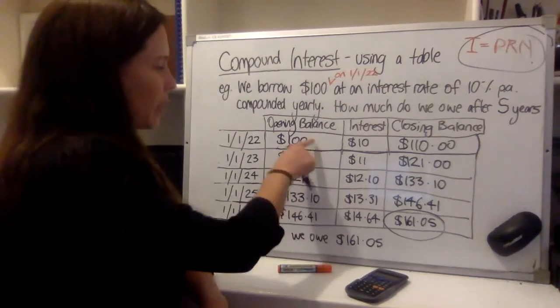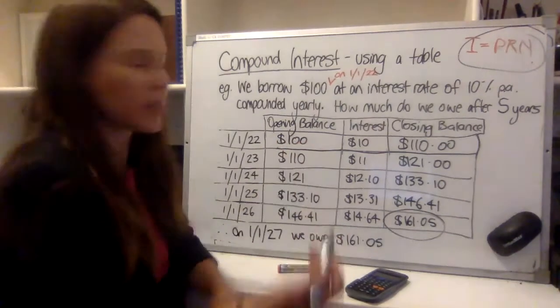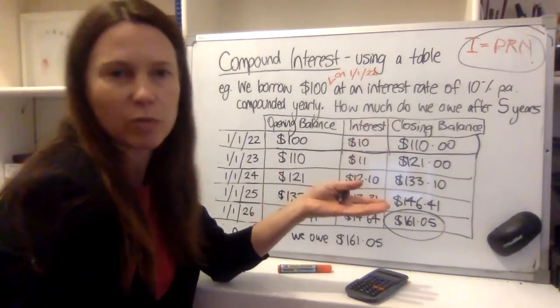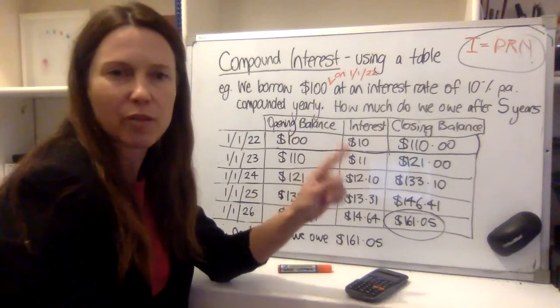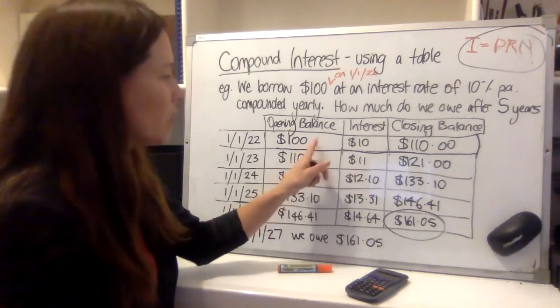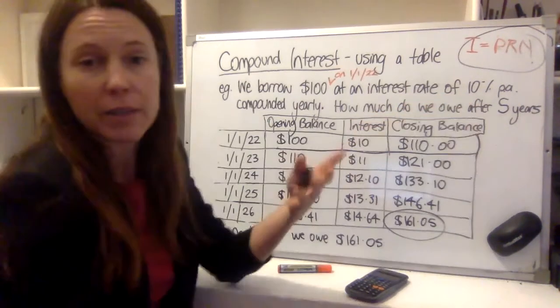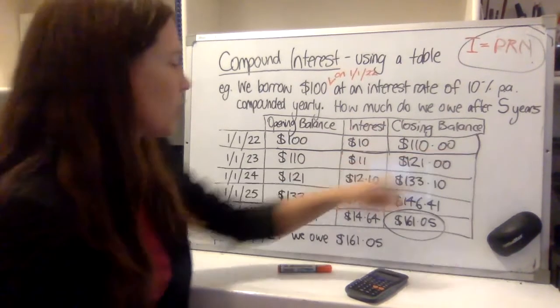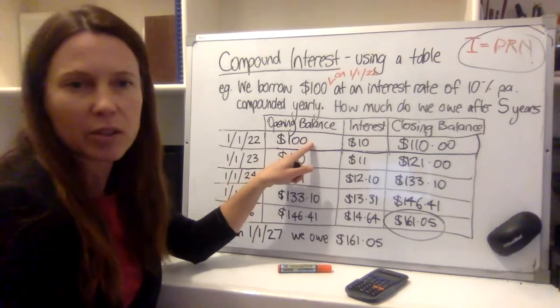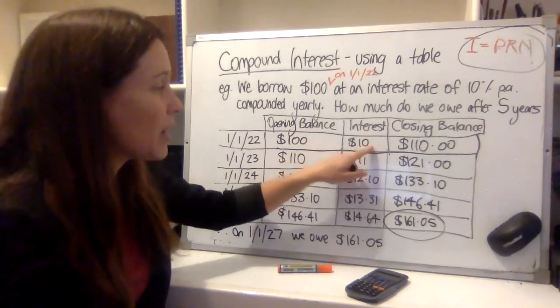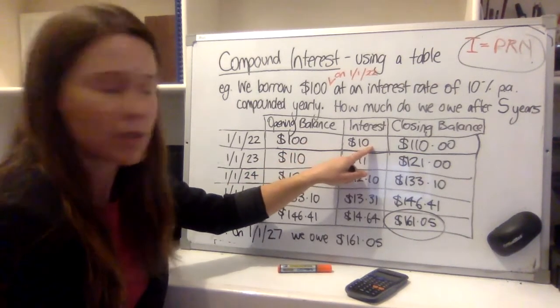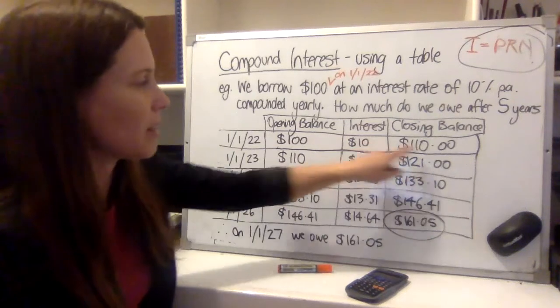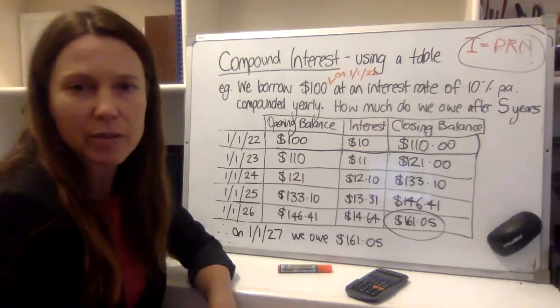So we start out owing $100, and then we say here, well, how much interest will we be charged on that $100 in the first year? Well, 100 times 10% gives us $10. So we write that down. So then by the end of that first year, we not only owe the $100 that we borrowed in the beginning, we now owe $10 of interest as well. So we add these two amounts together to get $110.